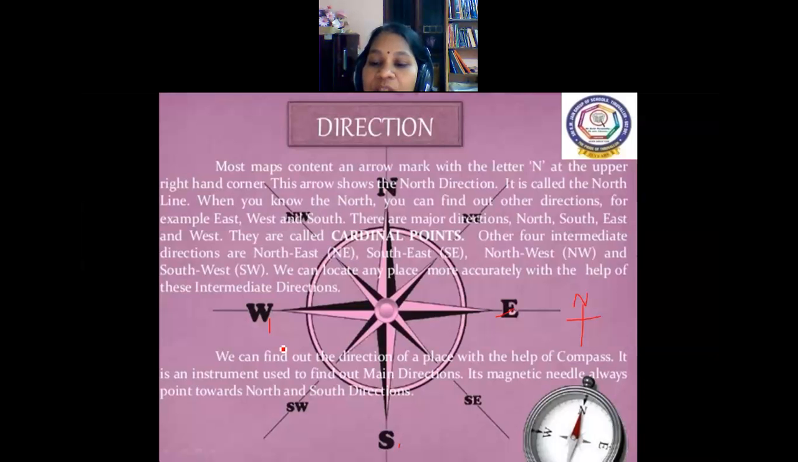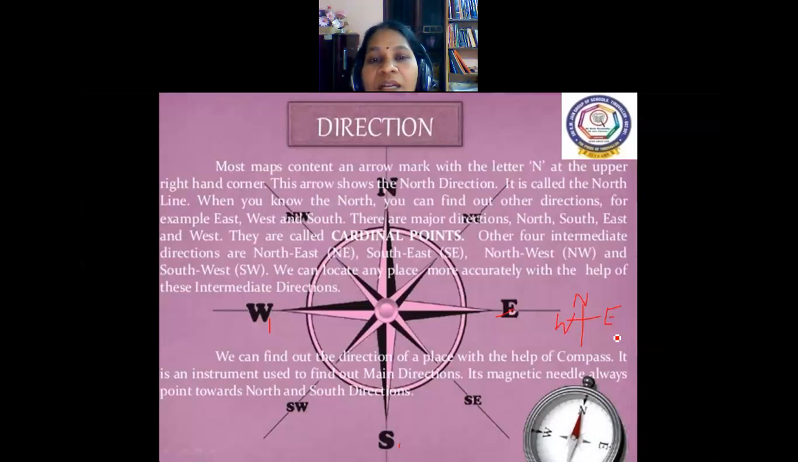If we know the north direction, we can locate the west. North, under that south, on this side west and that side east. That is W and E. The major directions north, south, east and west are called cardinal points. The other four intermediate directions are northeast, southeast, northwest and southwest.